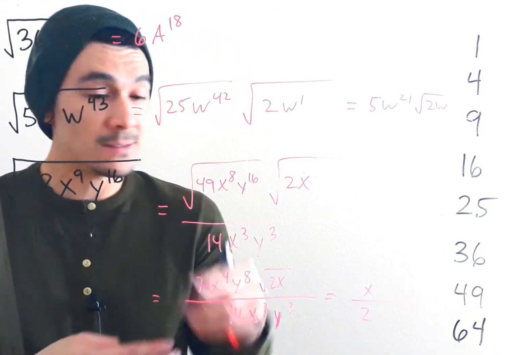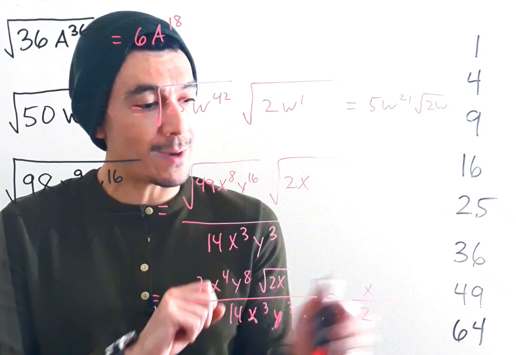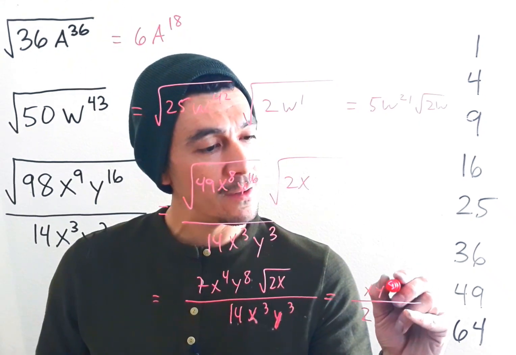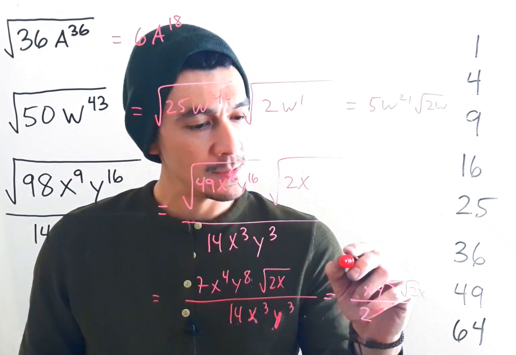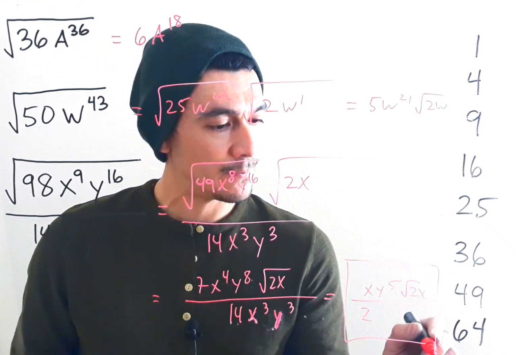Who has more y's? The top or the bottom? The top has more y's than the bottom. How many more? 5 more. And this square root expression stays. So this would be our final result.